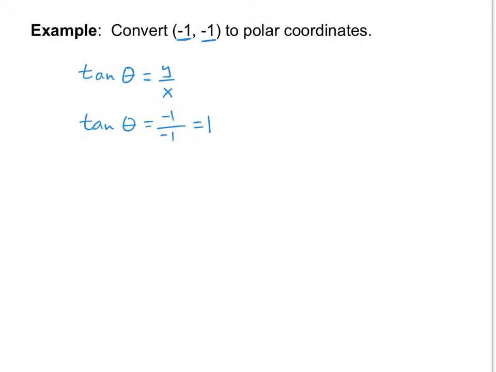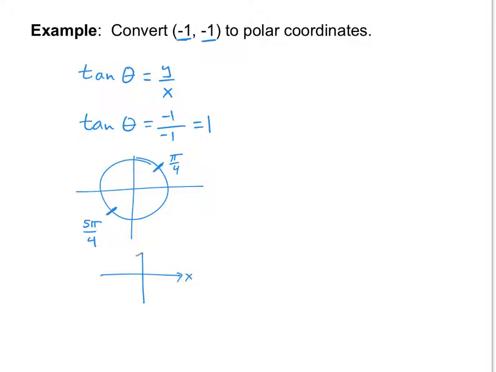So then I have to take a look at, okay, where does that happen on the unit circle? If the tangent of theta equals 1, thinking about the unit circle, the tangent equals 1 here at pi over 4, and then straight across the circle at 5 pi over 4. So there are two places that have the tangent equal to 1. So which one do I want? Well, where's our point at? In the rectangular system, if I'm looking at x and y, the point (-1, -1) is right here. So since this point in the rectangular coordinate system is in the third quadrant, and this angle is also in the third quadrant, I'm going to use 5 pi over 4 for theta.